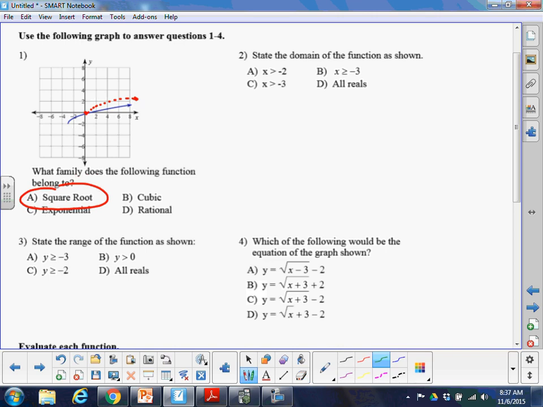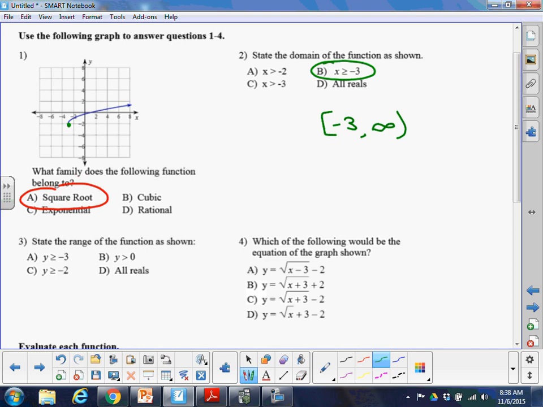The domain of the function as shown. Okay, so not the parent function, but of the actual function shown. The domain is asking what x values this graph goes through, and it's important to note where it starts. It's starting right there. So that x coordinate is -3, and this graph is going to the right, so it's going through all numbers that are greater than or equal to -3. In interval notation, it starts at -3, so a bracket -3, and goes to positive infinity. That would be an equivalent way to write that.